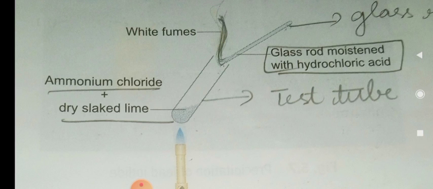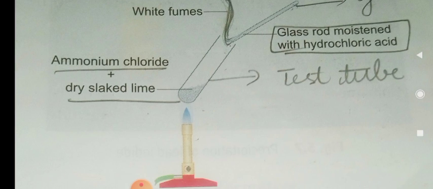Here we are going to conduct an experiment. Take a mixture of ammonium chloride and dry slaked lime in a test tube. Heat the mixture slowly. A pungent smelling gas is evolved. Place a glass rod which has been moistened with hydrochloric acid at the mouth of the test tube.